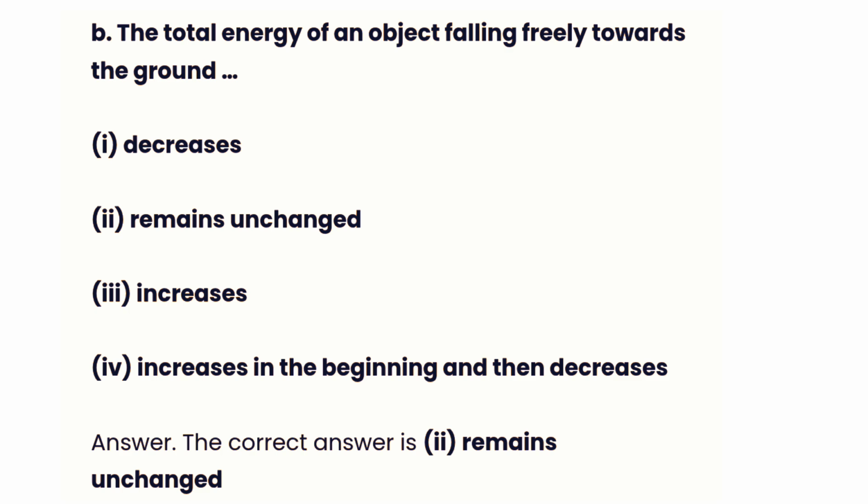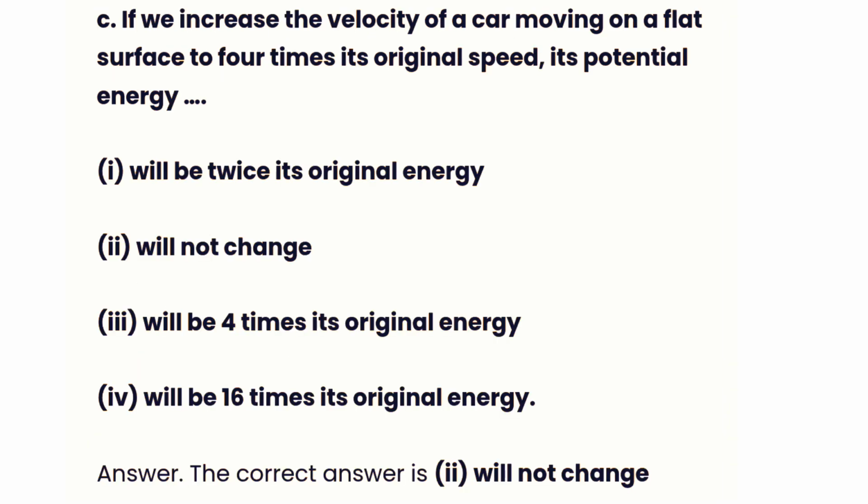Remains unchanged. C. If we increase the velocity of a car moving on a flat surface to 4 times its original speed, its potential energy 1. will be twice its original energy, 2. will not change, 3. will be 4 times its original energy, 4. will be 16 times its original energy. Answer. The correct answer is 2, will not change.